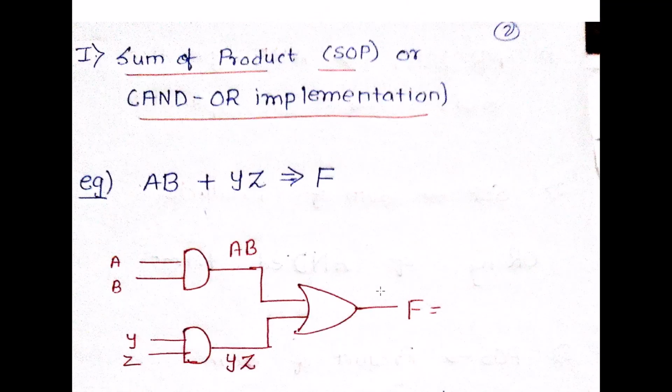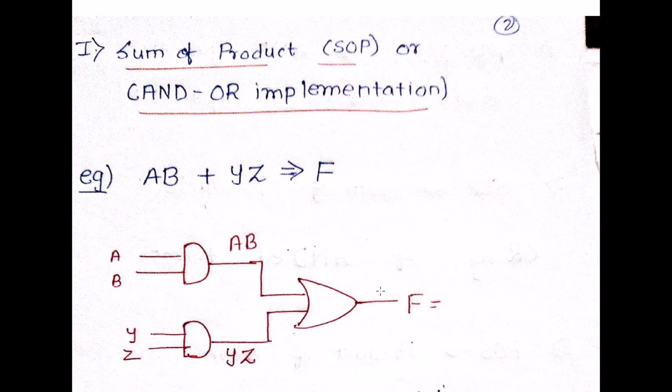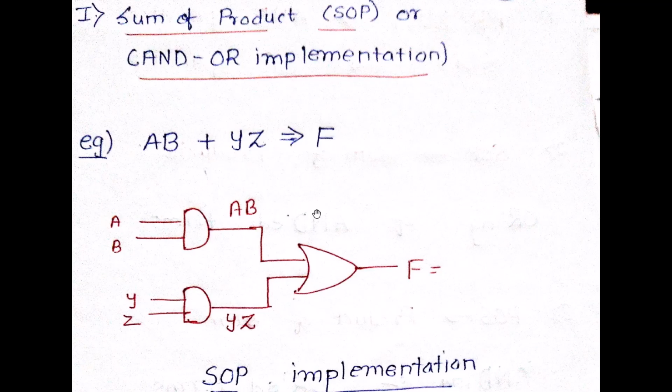So let us see how we represent it in the form of an equation and an expression. As I told you, SOP is nothing else than sum of product, or AND-OR implementation. So we are having sum of product. There have to be product terms like AB, YZ. They are all product terms, right? AB is a product of A and B. YZ is a product of Y and Z. And they are combined by the OR operation, the sum operation. So when I talk about sum of product, it indicates the ORing of AND operations. That is the sum of product.